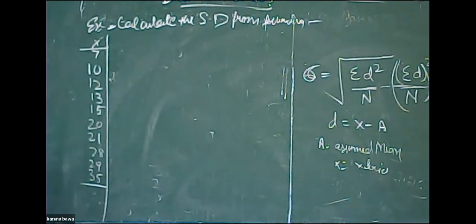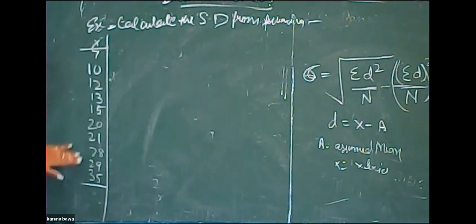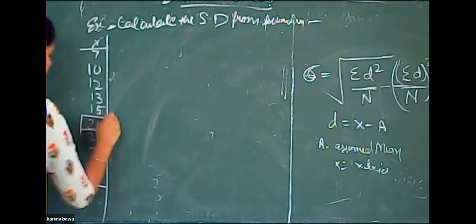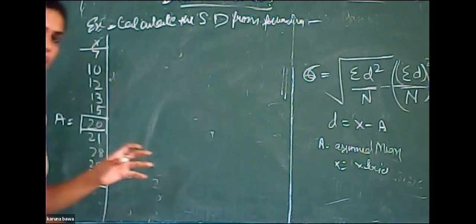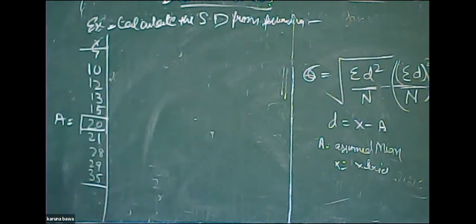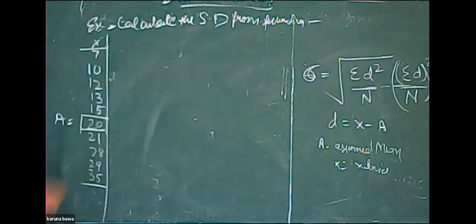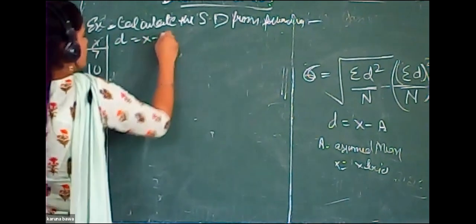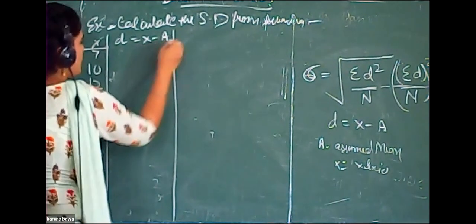So first of all, in the x series we find the assumed value. We take the assumed value as 20. Basically, any one item in the series is taken as the assumed value, denoted with A. Then take the deviation of the items from the assumed mean with x minus A. So basically, the deviation depends upon x minus A. As we know, the assumed value is 20.